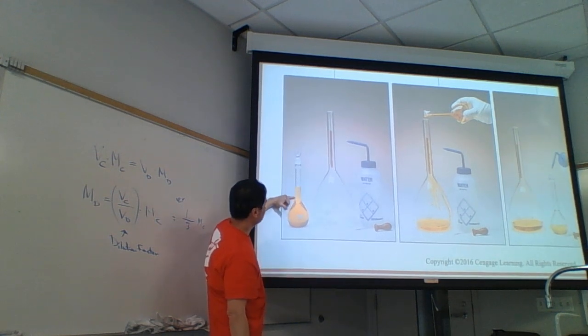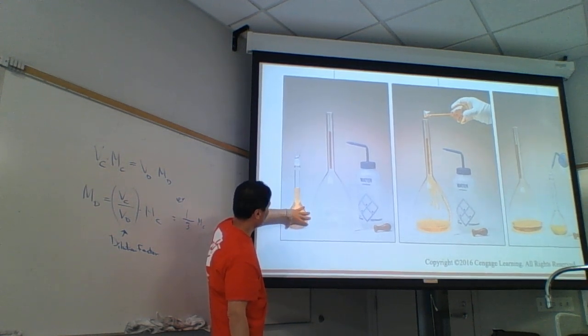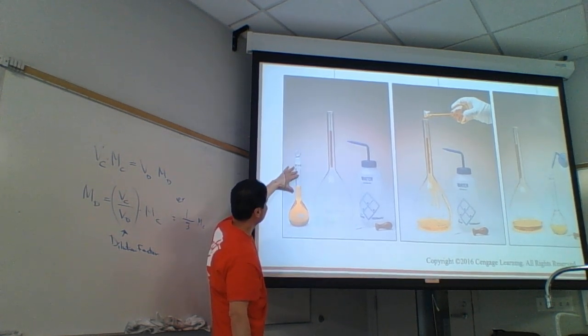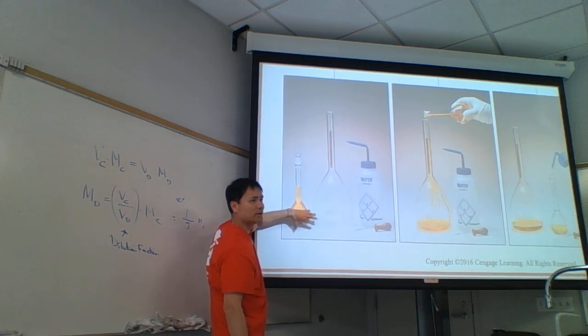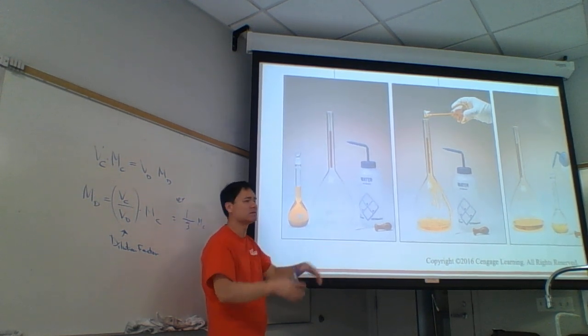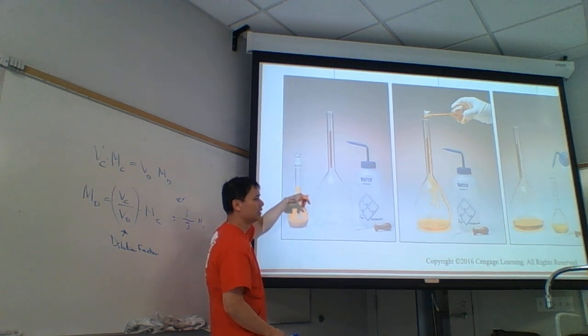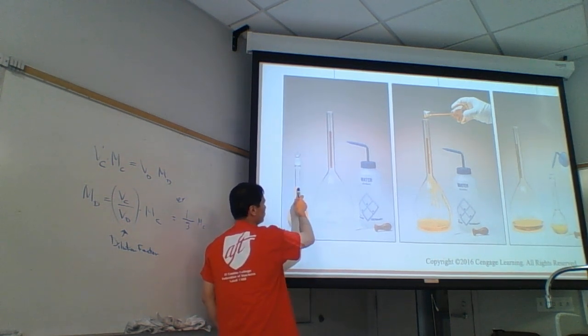So some of these have a line down here because the bulb is a little bigger. Some of these have a line up here because the bulb is a little smaller. And so there's fluctuations in the bulb size. That's why they have to have such a long neck here. And so this is the mark. You look for the mark.